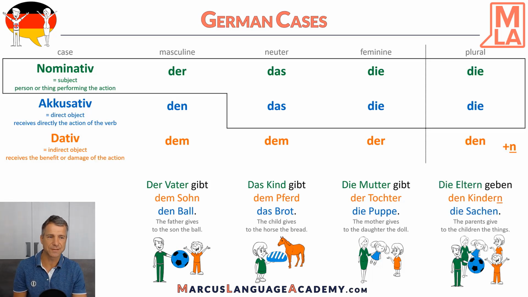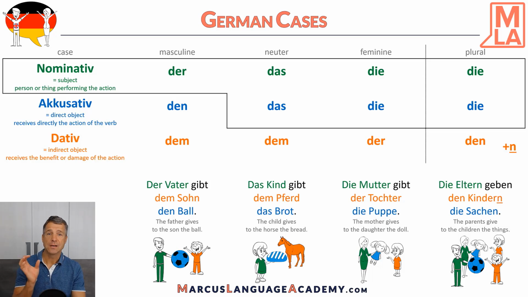So let's see our example sentence. Die Eltern geben, no, geben, because Eltern is plural, so it's geben den Kindern die Sachen. So again, nominative, it stays die. Accusative also stays die. But in dative there's a change. Den Kindern. And when we have plural in dative, almost every time we add an N to the noun. In this case, Kinder changes in Kindern.